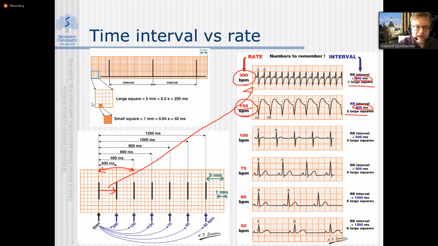Then again, adding another large square, the distance between neighboring complexes will be 600 milliseconds. In the case of RR interval 600 milliseconds, 3 large squares, heart rate is 100 beats per minute, and so on. So 800 milliseconds, 75, 1000, 60, 1200, 50 beats per minute. So it may also be convenient in the assessment of a significant load of recordings.